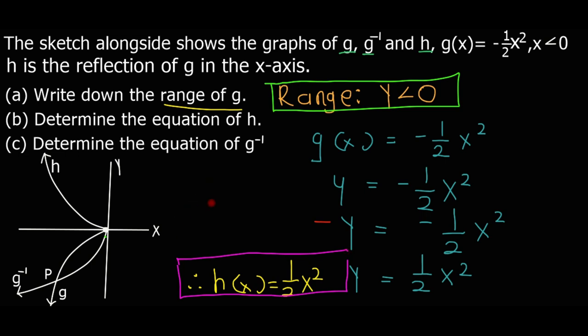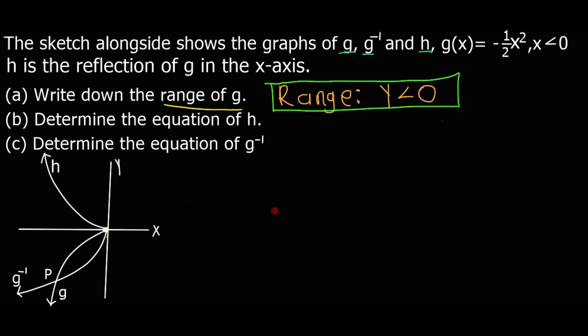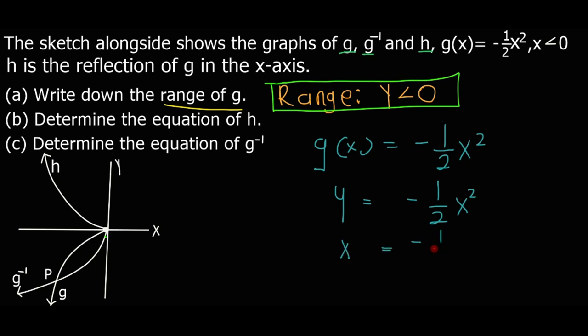Let's move to part C. In part C we determine the equation of g inverse. g at x is negative half x squared. Then we write it as y equal to negative half x squared. So now we interchange x and y, and we get x equals negative half y squared. Remember, this is the same as saying x equals negative y squared over 2.